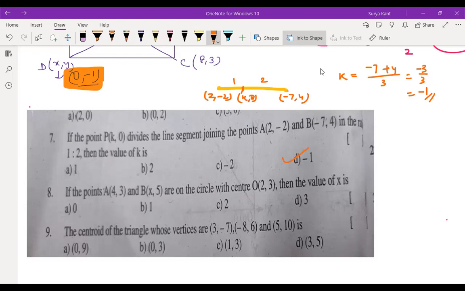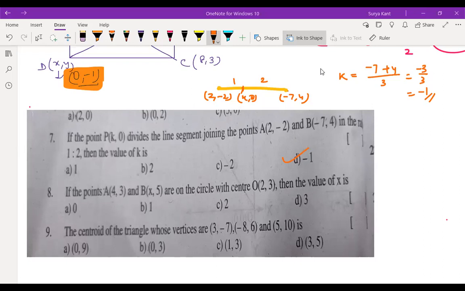If the points A, B are on the circle with center O 2, 3, then find the value of x. We can do it by taking the radius as the distance between 2, 3 and 4, 3, which is the same. Hence, the distance between 2, 3 and x, 5 will also be the same. So we can find it from there by the distance formula. So what is the answer for this? We calculate.